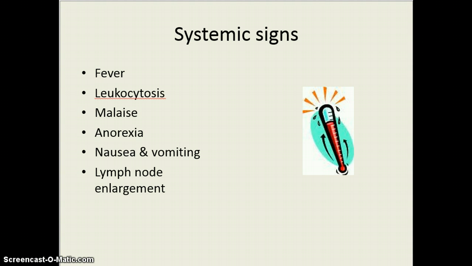Good to know. Localized versus systemic. Systemic means it's all through the body. It's gotten into the blood and they have a fever. Leukocytosis is your white blood cells elevating. They just feel kind of cruddy, malaise. They don't want to eat. And you can feel the lymph nodes are enlarged during that time.